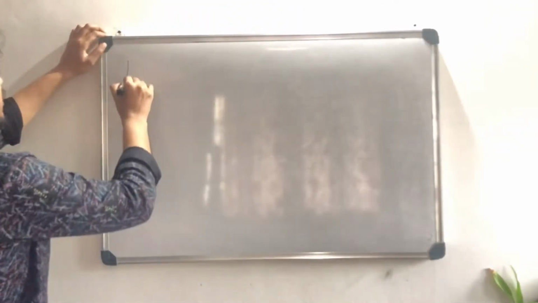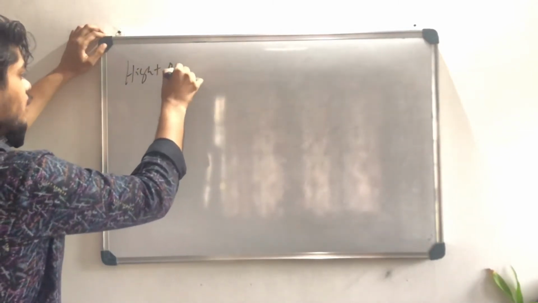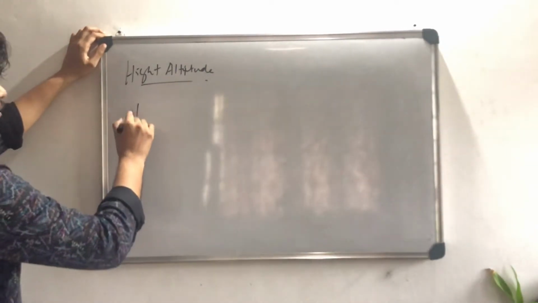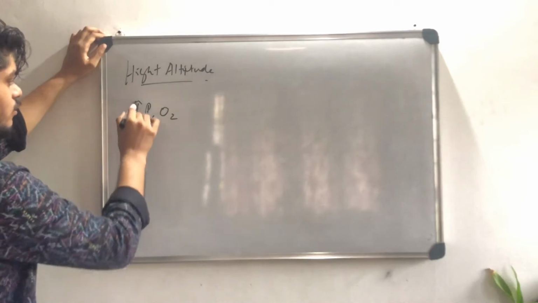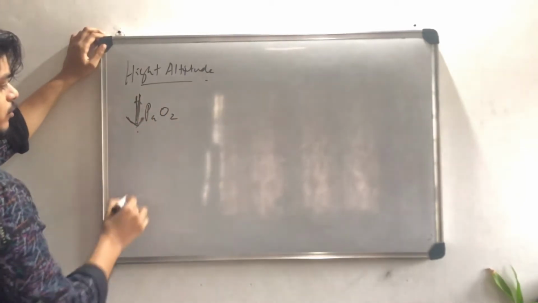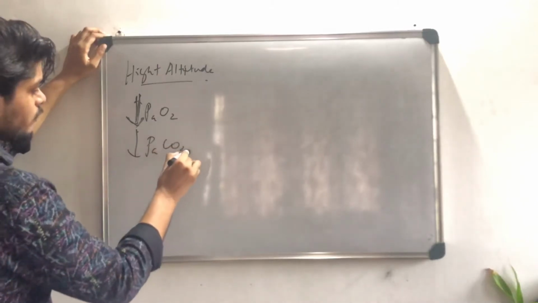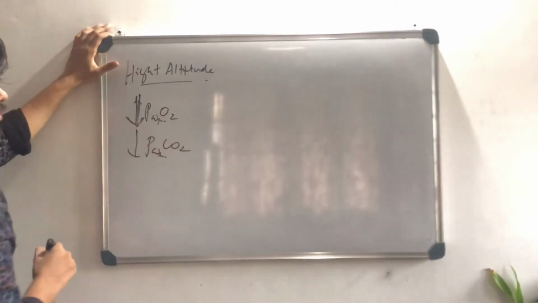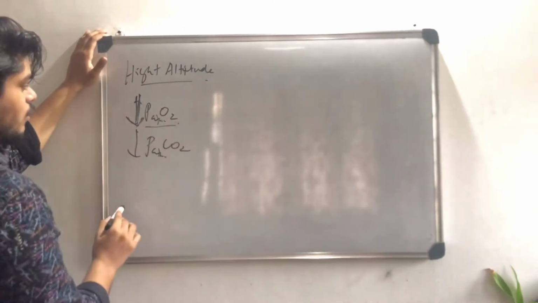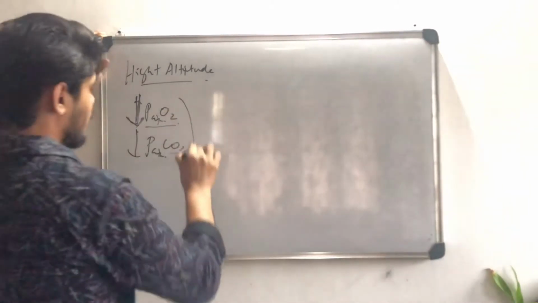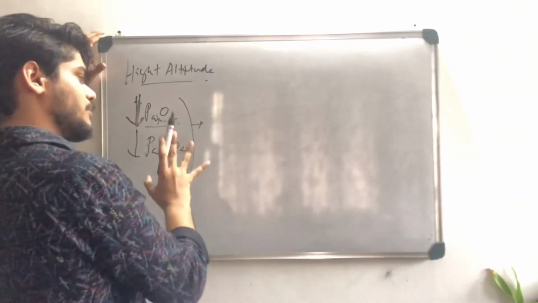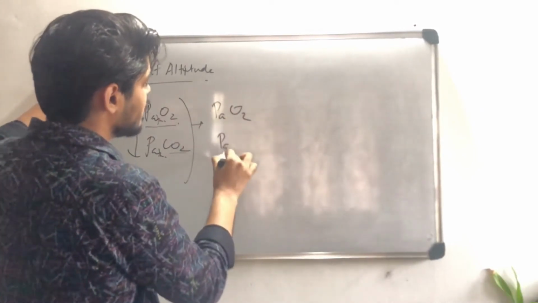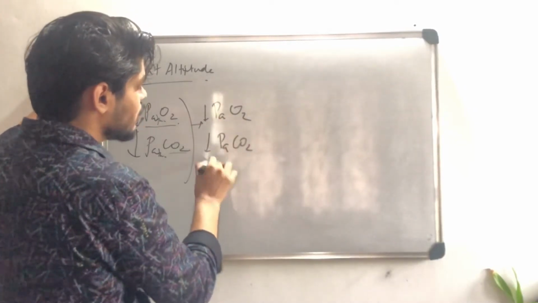First, let's consider high altitude. What happens in high altitude? There is less partial pressure of oxygen and less partial pressure of carbon dioxide in the atmosphere, right? Okay, in the atmosphere the oxygen concentration and carbon dioxide concentration is less. Therefore, it will also result in less partial pressure in the alveoli and therefore less partial pressure in the artery. In the artery it will be less, right?